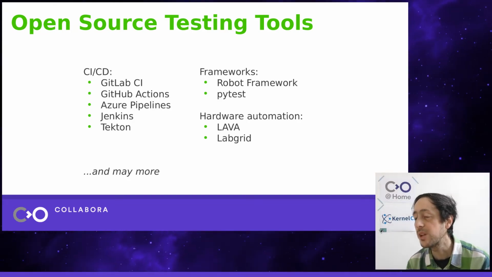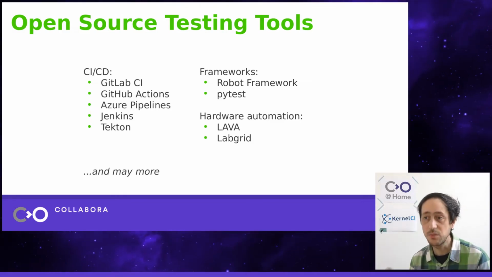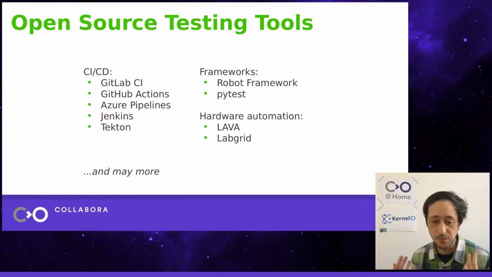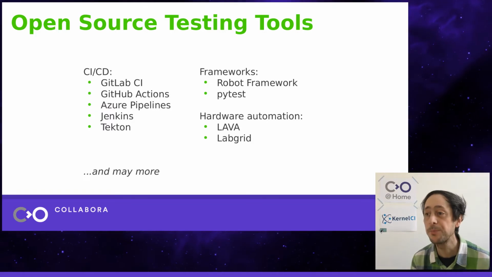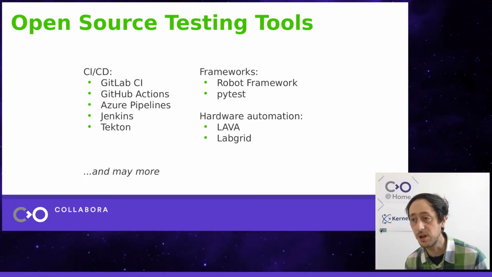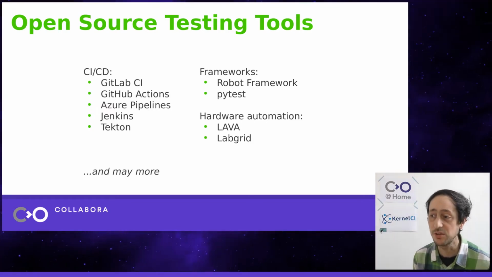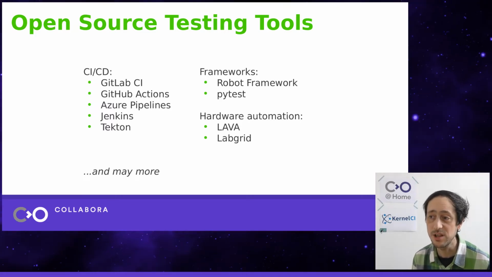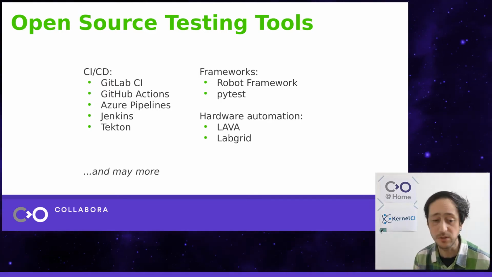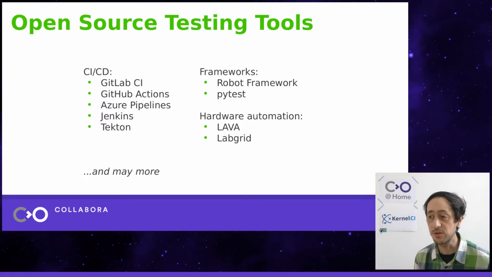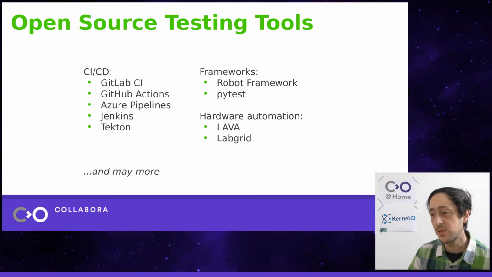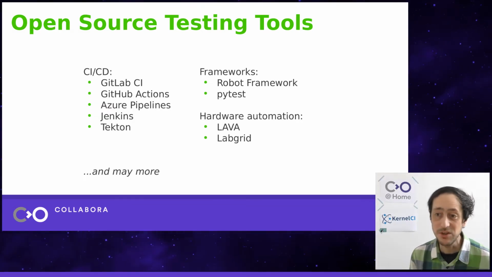Then you have frameworks for actually running tests within these environments, like the Robot Framework or PyTest. There's a multitude of them depending on your programming language or operating system type. And then there are some automation tools for hardware, so how to start a machine from scratch and load an operating system, interact with it to run some tests and gather the results. For example, there's LAVA, developed by Linaro, or LabGrid, developed by Pengutronix, and there are many others. Many people have also created their own.